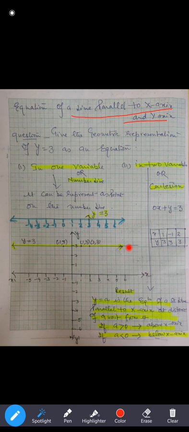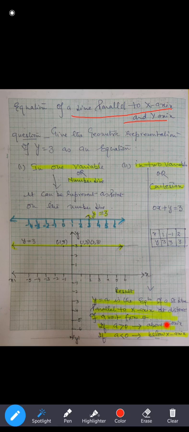Now what result will you get? Here, the graph of the equation y is equal to 3 is a line which is parallel to the x-axis. And this is a positive value, so it is on the above side of the x-axis. So the result is, y is equal to a, meaning any value, is the equation of a straight line parallel to the x-axis at a distance of a units from it.